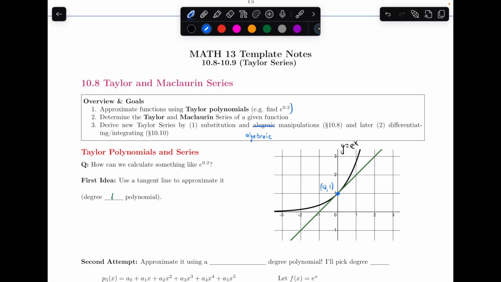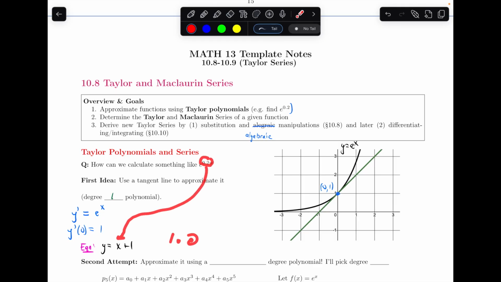Let's remember, to get the equation of a tangent line, I need to first find the slope. So y prime, my derivative, is just e to the x. Now if I plug 0 into this, y prime of 0 is e to the 0, and that's 1. So the equation of my tangent line is y equals, the slope is 1, so y equals x, and then plus the y-intercept, which is also 1. That's the equation of my tangent line. If I plug in 0.2, I would get 1.2, and that's my approximate y value. It's not equal to the exact value, but it's an approximation.